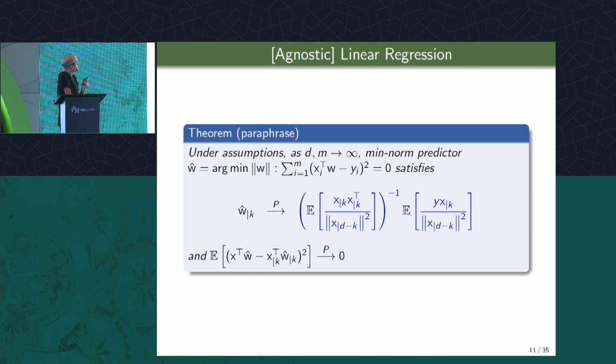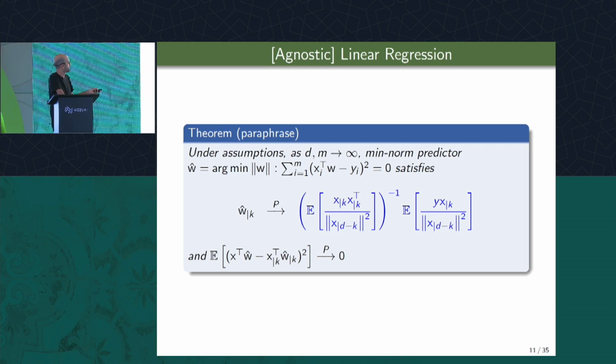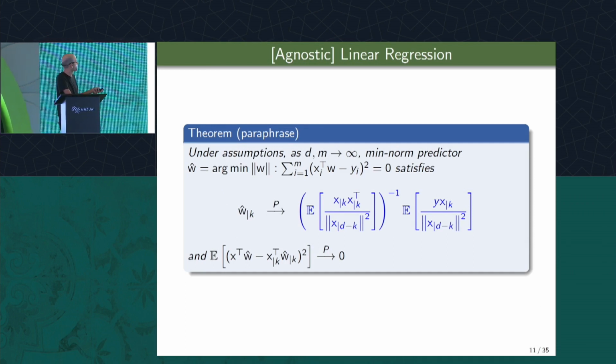So what we can show is that under appropriate assumptions, as the dimension and the number of training examples increase, the min-norm predictor that gradient methods converge to has the following structure. So the first k coordinates converge to this complicated looking expression. I'll explain more about it soon. And the other coordinates, whatever you get to, doesn't really affect your test performance. So the predictions of the min-norm predictor would be almost the same as if you just concentrated on the first k coordinates.